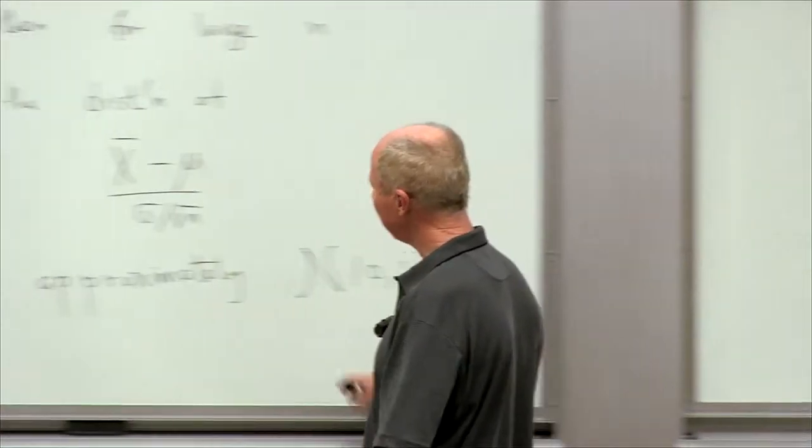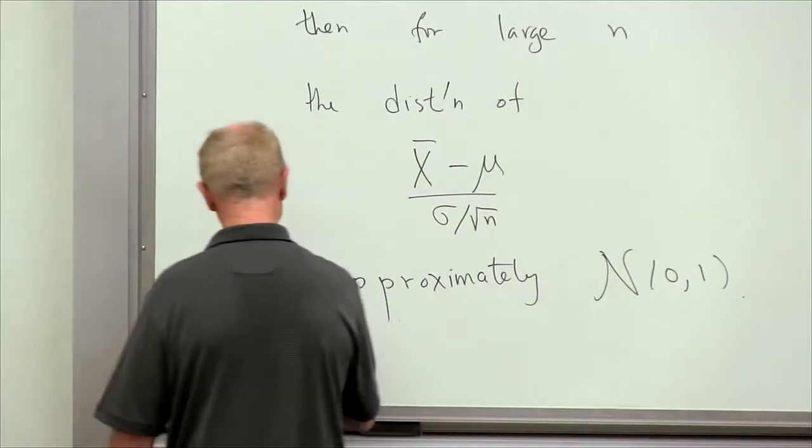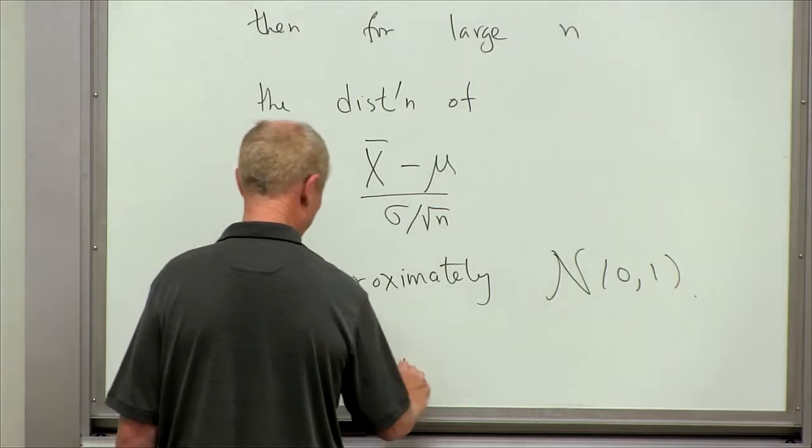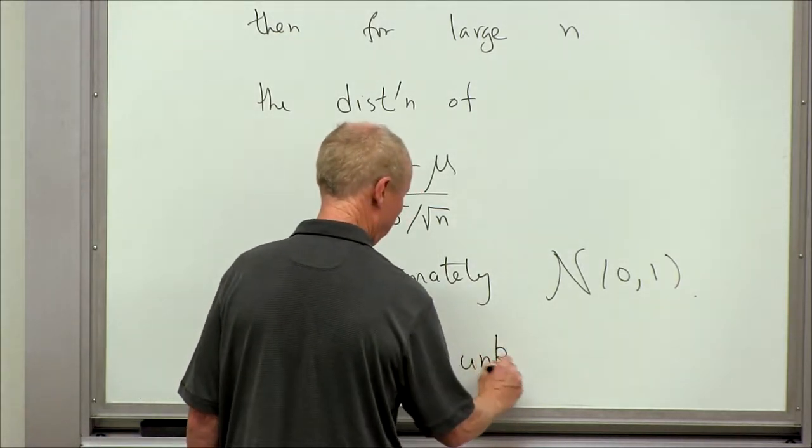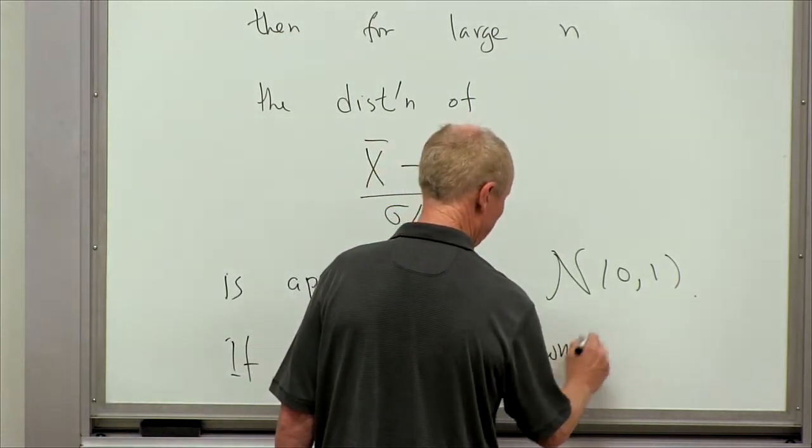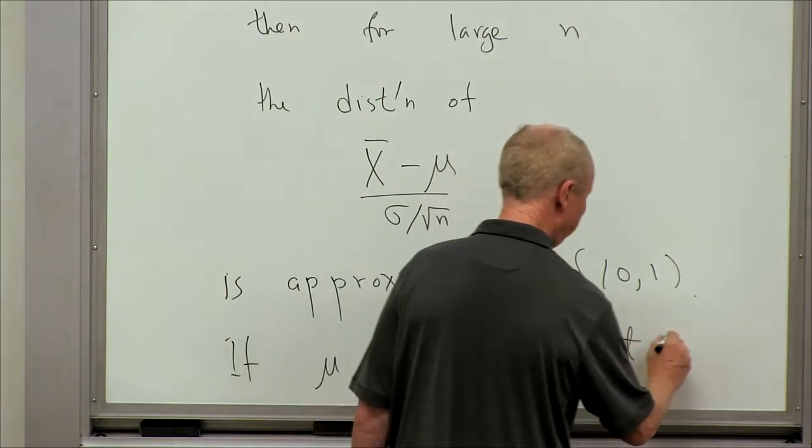Okay, so here, suppose mu is unknown, but sigma squared is known.